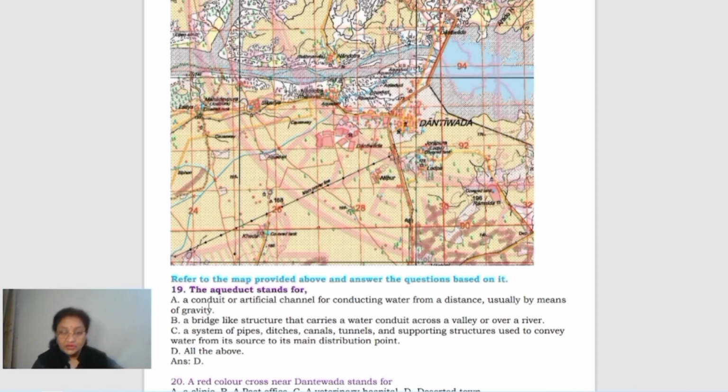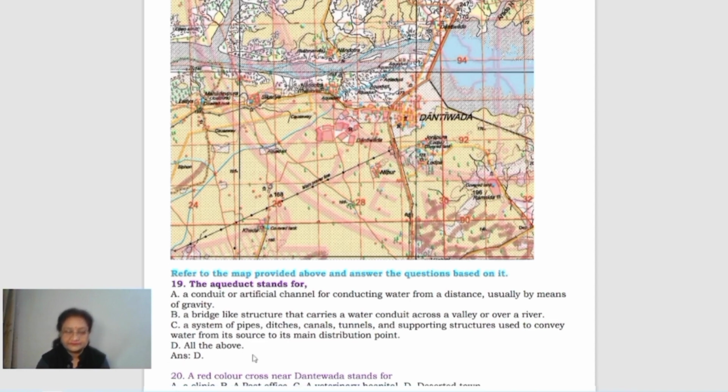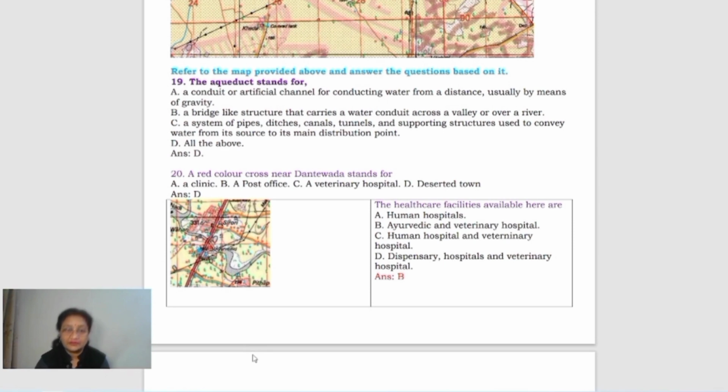Now see, a conduit or artificial channel for conducting water from a distance, usually by means of gravity. Number 2, a bridge-like structure that carries a water conduit across a valley or over a river. A system of pipes, ditches, canals, tunnels and supporting structures used to convey water from its source to its main distribution point. So here all the 3 are working. All the 3 are correct. So instead of choosing any one option, you can say the D option is the correct one, where the thing given is all the above.